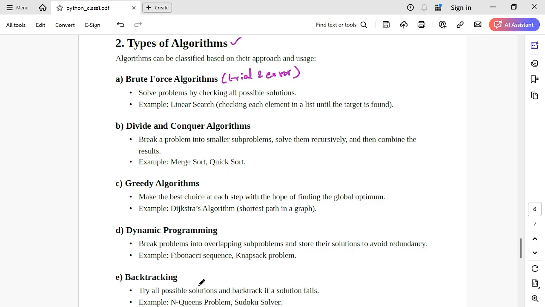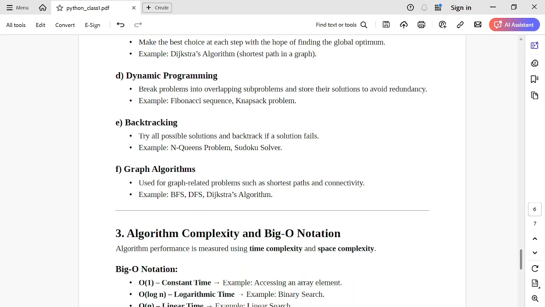Next is backtracking. Try all possible solutions and backtrack if a solution fails. Examples are the N-Queens problem and Sudoku solver, right? So you will keep on going with the rules and conditions given, and if it fails, you have to backtrack and start with the previous one. Next is graph algorithm, which is used for graph related problems such as shortest path and connectivity. Examples: breadth first search, depth first search, Dijkstra's algorithm.